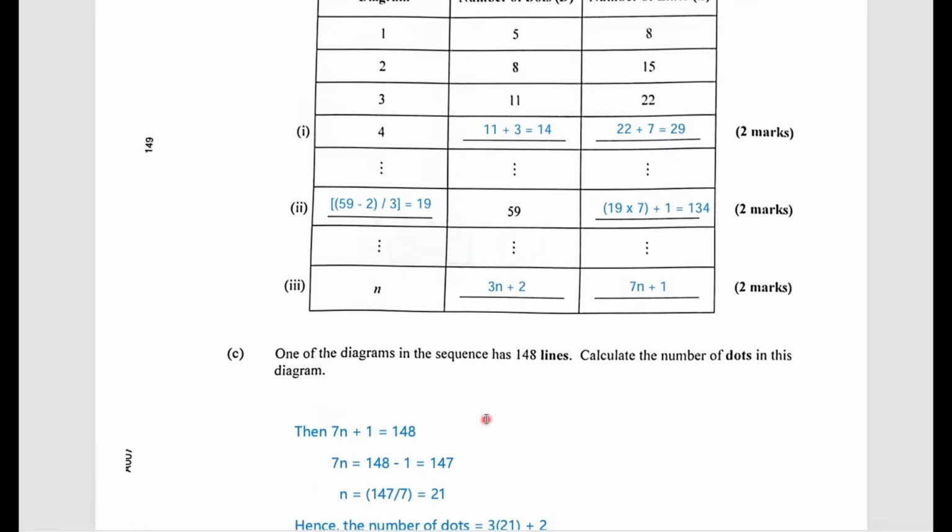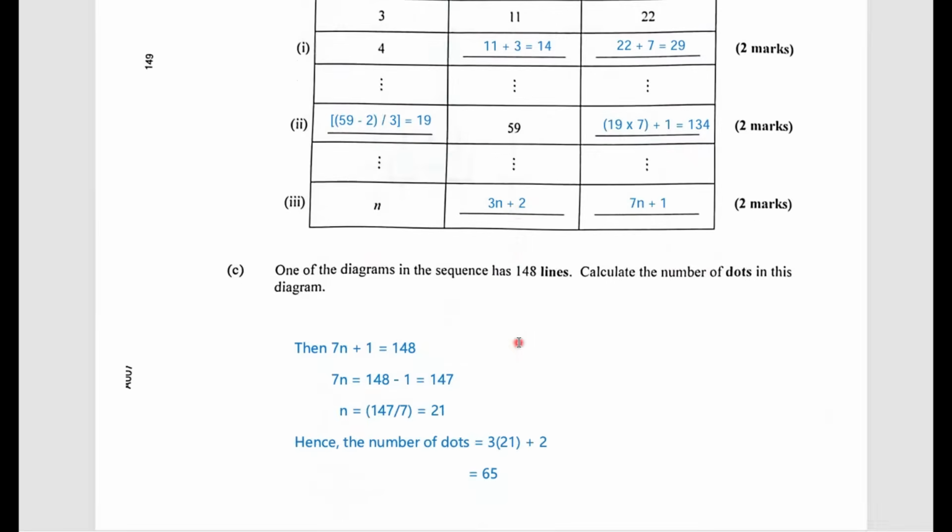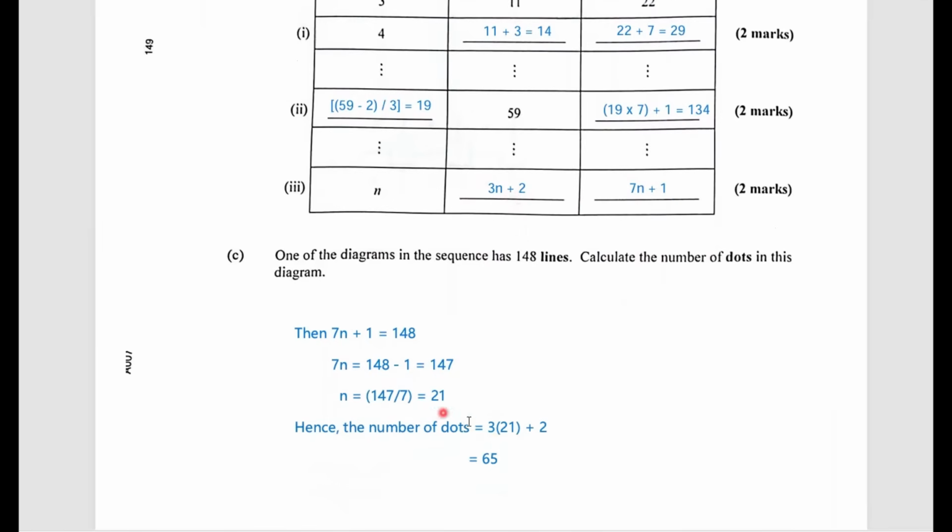And to get the number of dots, it'll be what? 3n plus 2. So it's 3 times n, where n is 21. Three by 21, and then you add 2 to it. So it's 3 by 21, and that's 63. 63 add 2 is 65.